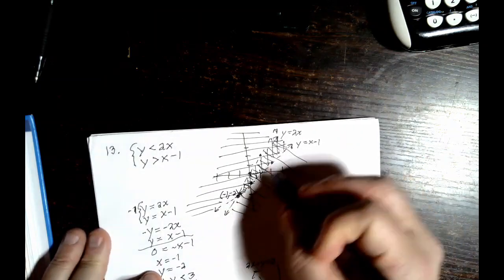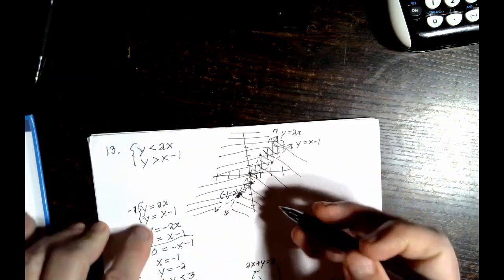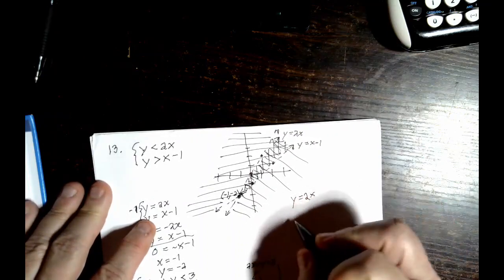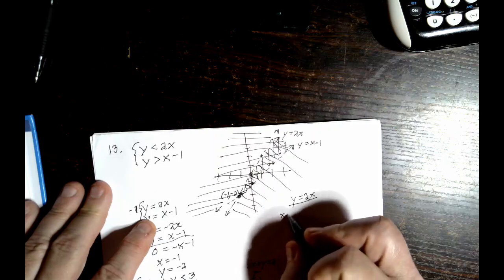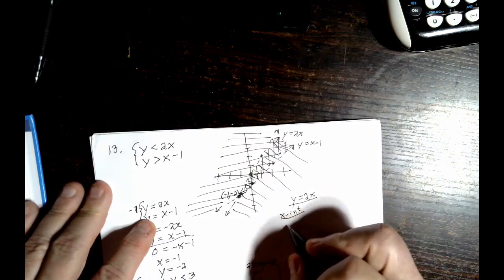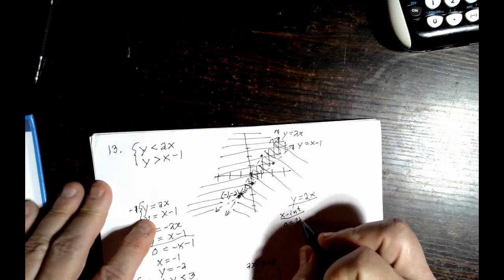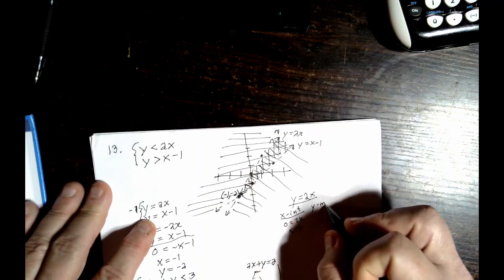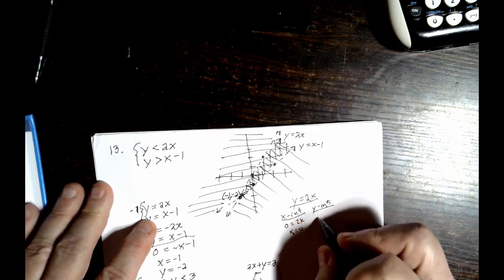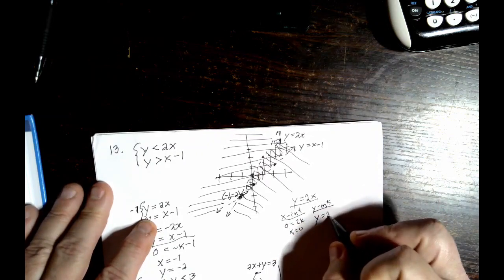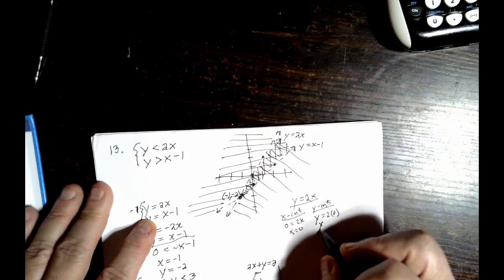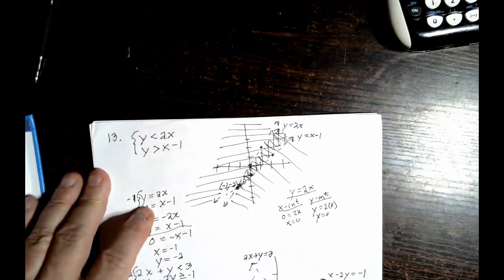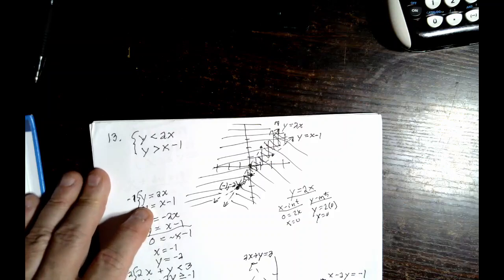Now what about all the rest of this? These are x or y intercepts for y equals 2x. Okay, so your x-intercept, you let y equal 0, and you get x equals 0. For the y-intercept, you let x equal 0, you get y equals 0. So you get 0, 0. It doesn't have any other intercepts, just the origin.